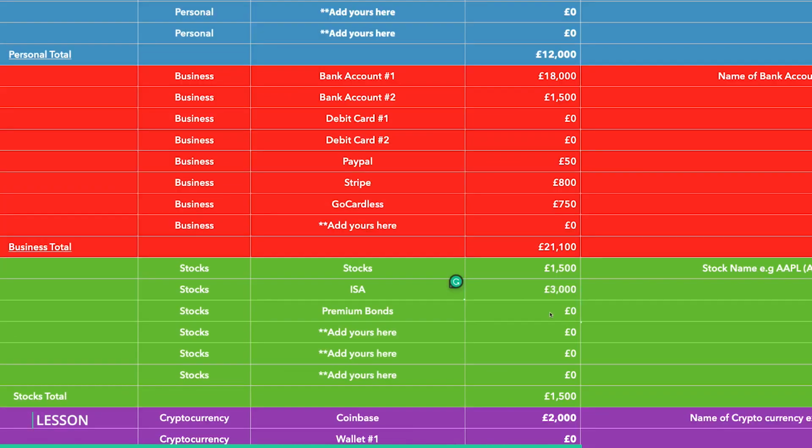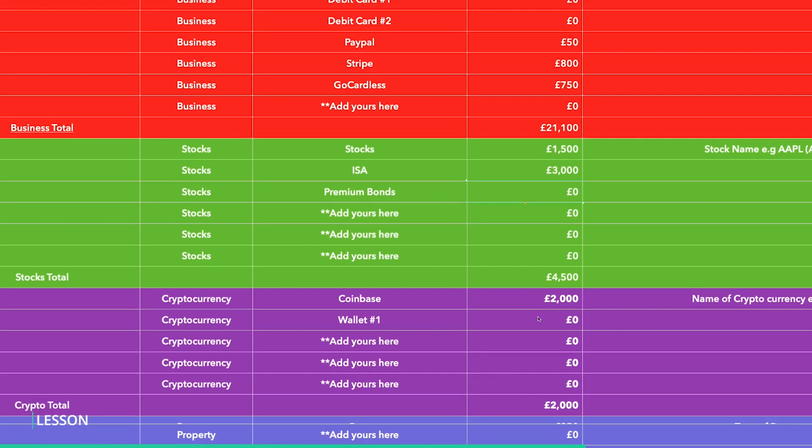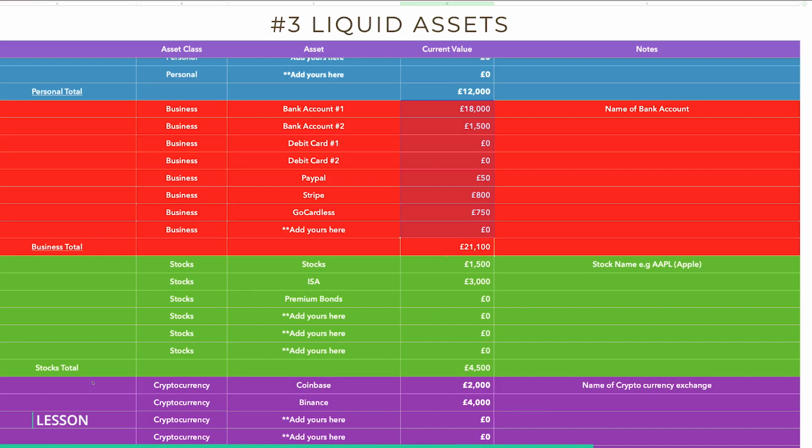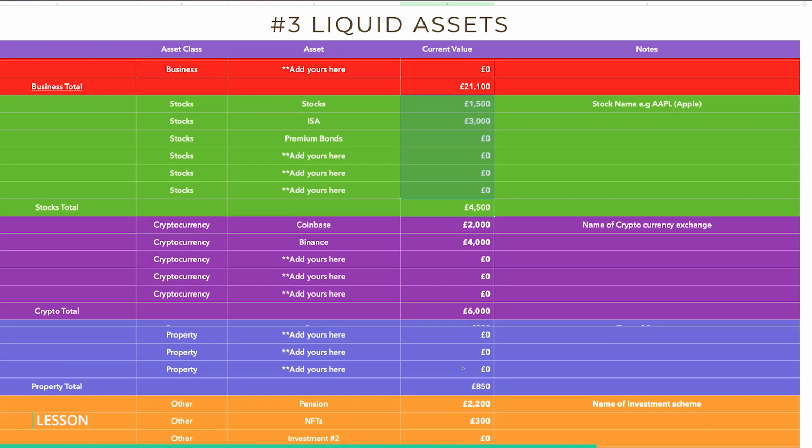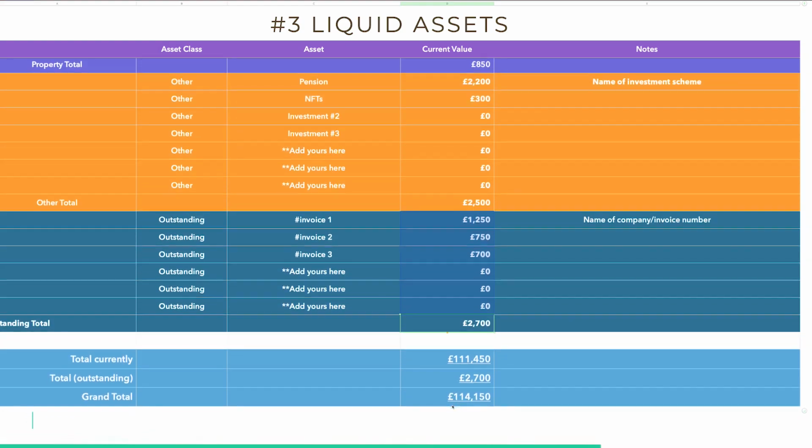You could even add in things like funds, stocks, or cryptocurrency that you've invested here, as they are also considered liquid assets. For each table, you have your total amounts next to each section, and the grand total of everything here in one simple place.